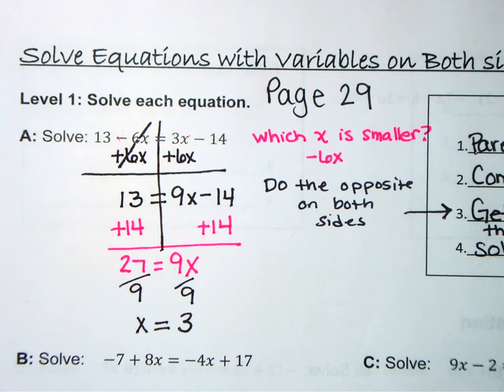Okay, let's try that again. So every time we come to a problem where you have x on both sides, I'm going to ask the question, which x is smaller? And once we figure out which one is smaller, we're going to do the opposite to move it over to the other side.